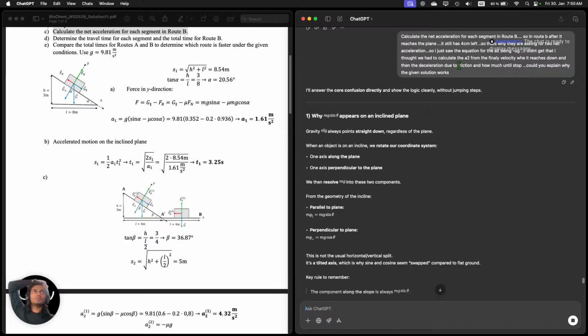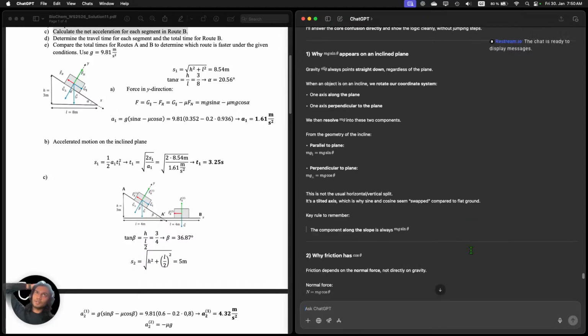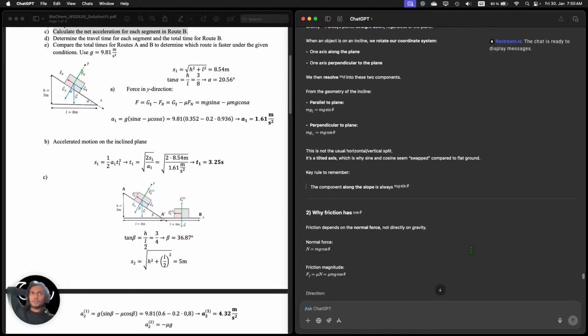Gravity mg always points straight down regardless of the plane, when we resolve mg to these components parallel to the plane, perpendicular to the plane. This is not usual horizontal vertical split. It's a tilted axis, which is why sine and cosine is swapped compared to the flat ground. Key rule to remember: the component along the slope is always mg sine theta. Why friction as cos theta?